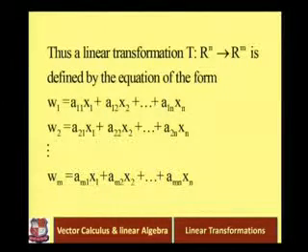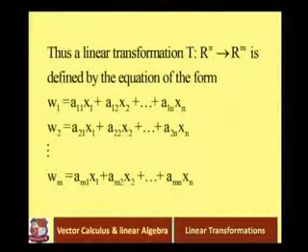And if this transformation T from Rn to Rm is linear, it can be defined by equations of the form: w1 can be expressed as a linear combination of x1, x2, up to xn, taking constants, so w1 is equal to a11 x1 plus a12 x2 up to a1n xn. Similarly w2 is equal to a21 x1 plus a22 x2 plus up to plus a2n xn, where each aij, that is a11, a12, a1n, a21, a22, a2n, all are constants, real numbers. And wm can be expressed as am1 x1 plus am2 x2 plus up to amn xn. So these are total m coordinates, and we can express each as a linear combination of x1, x2, up to xn.